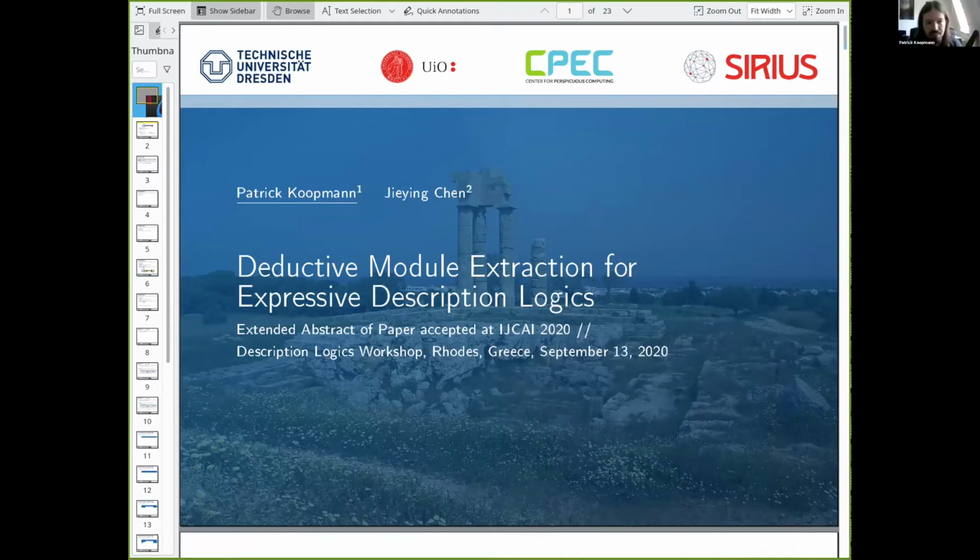So I'm presenting some joint work with Jieying Chen from the University of Oslo on deductive module extraction for expressive description logics. This is based on a paper that was accepted at this year's Jieying.